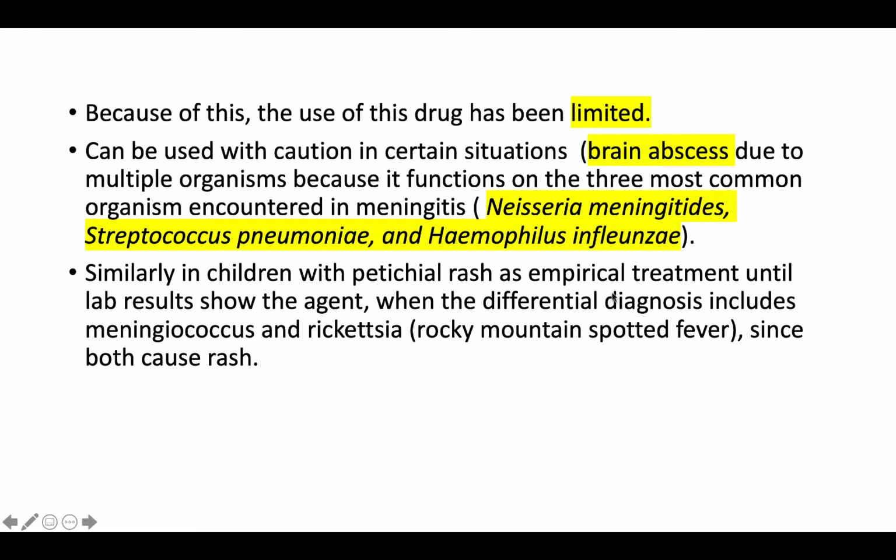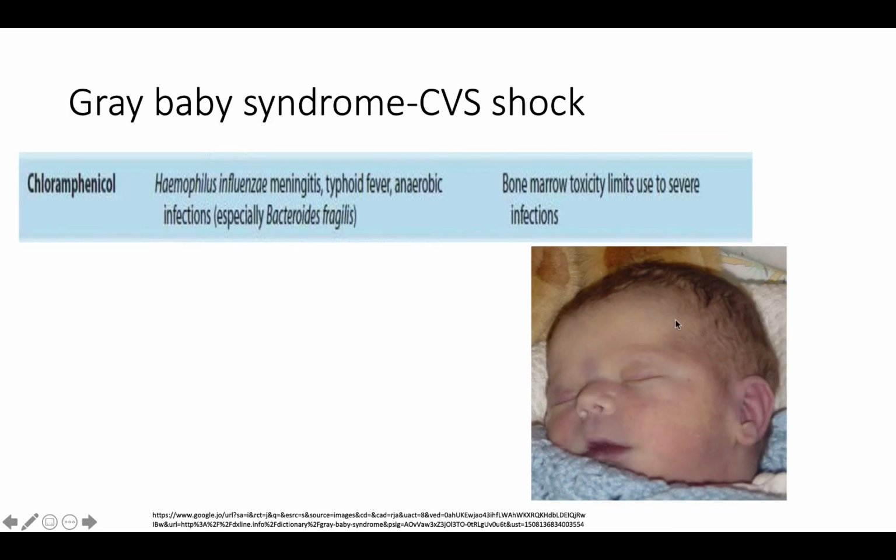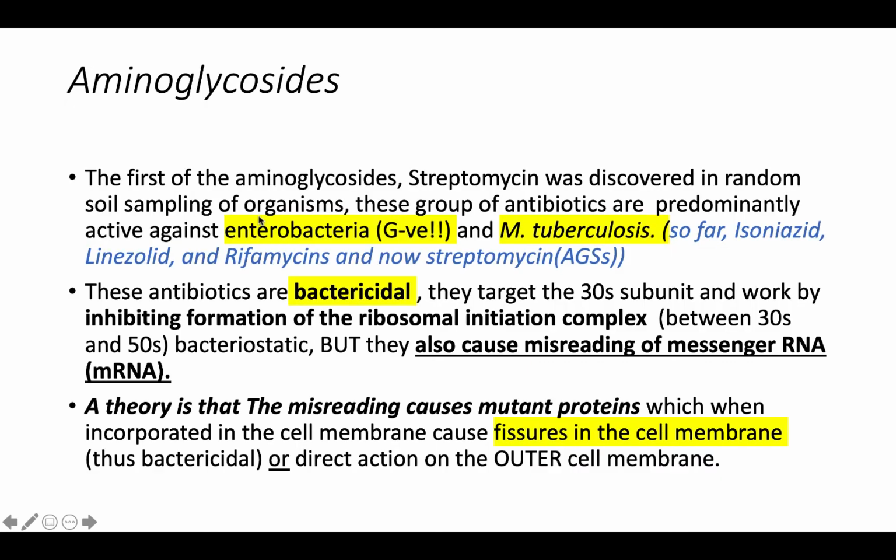Children with petechial rash, مثلا إذا تخاف أنت مثلا Rocky Mountain spotted fever, rickettsia, or meningococcus, they can be given it at that time. هاي هي gray baby syndrome. So bone marrow suppression toxicity due to the use of chloramphenicol. So meningitis, very severe case of meningitis, rickettsia, or brain abscess.